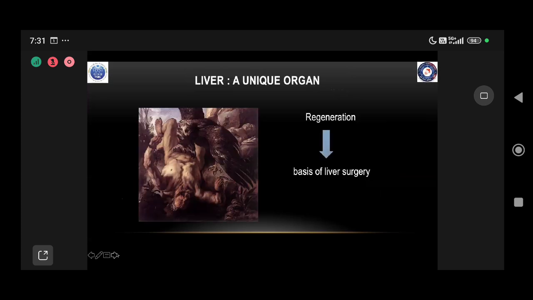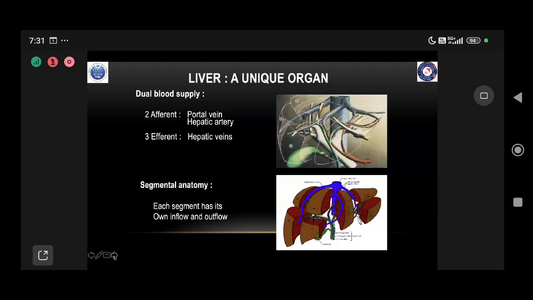We all know that it has its regenerative capacity, and this very famous picture from the first page of Blumgart very clearly illustrates what the basis of all liver surgery is. This is basically a photograph of Prometheus, who was punished by his father for giving fire to the humans, and an eagle used to come and devour his liver every day. When he came the next day, it was found that the liver had grown. So this forms the basis of all oncological liver resection.